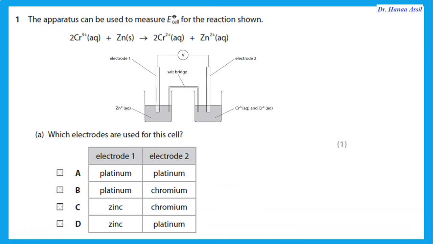Now, looking at the half cell on the right, we have in solution chromium 2 plus and chromium 3 plus. So my electrode 2 has to be platinum. If both are solutions, then the electrode is platinum. So that is the answer.